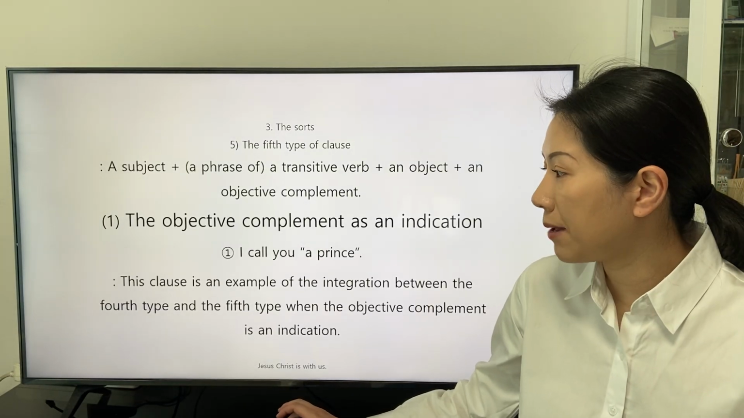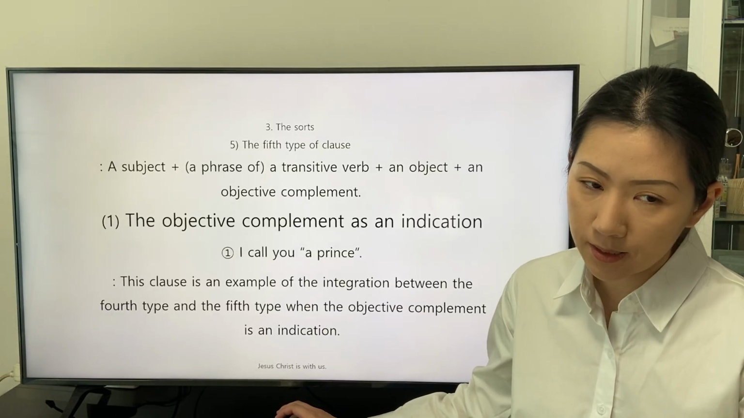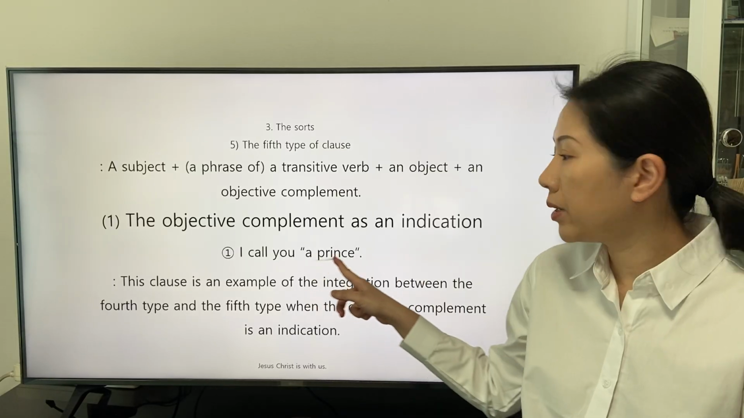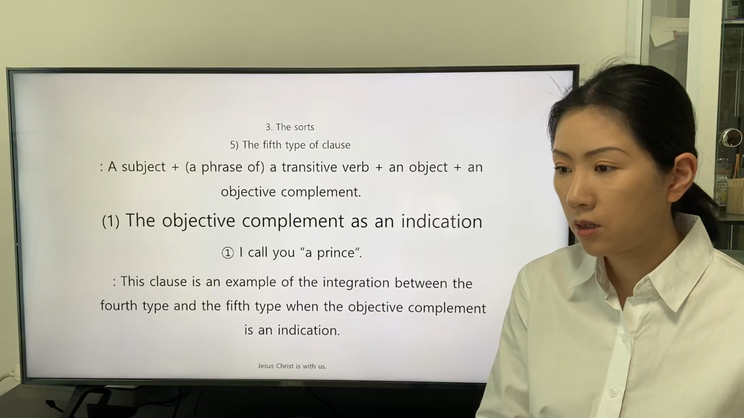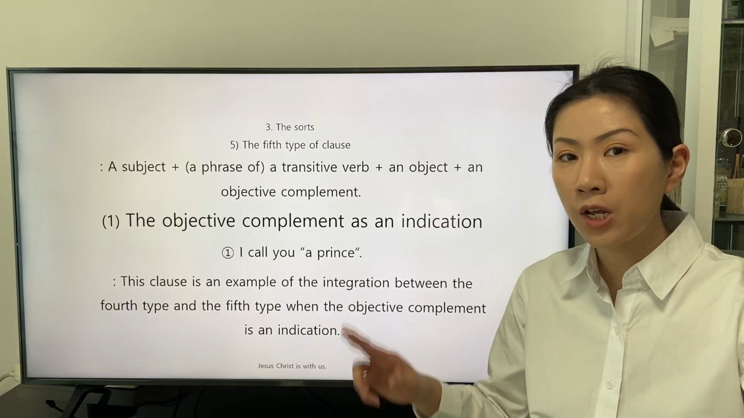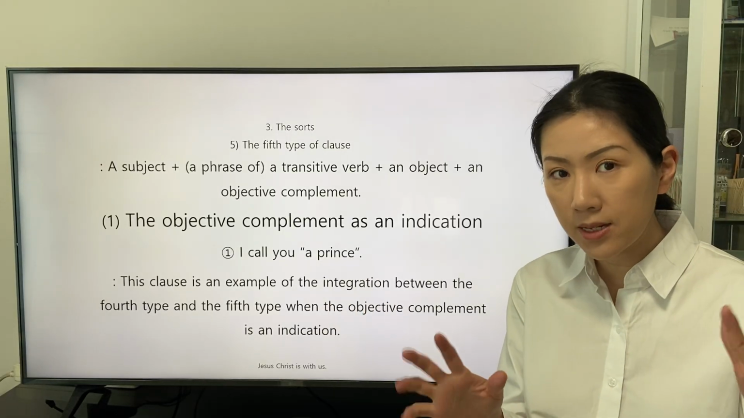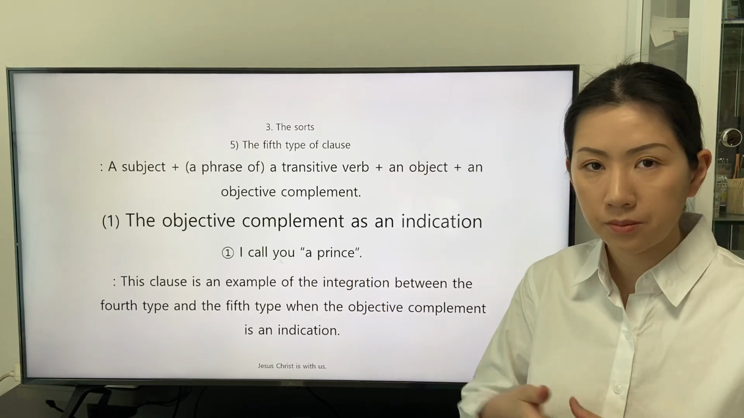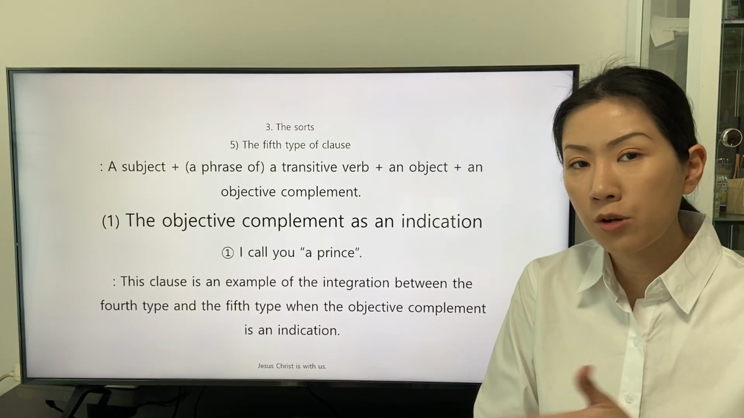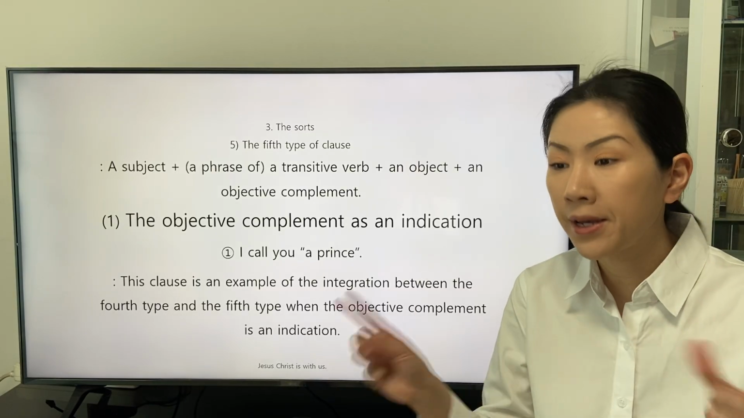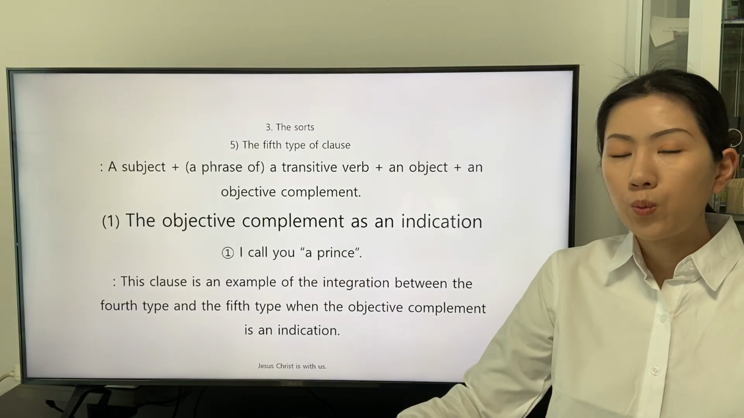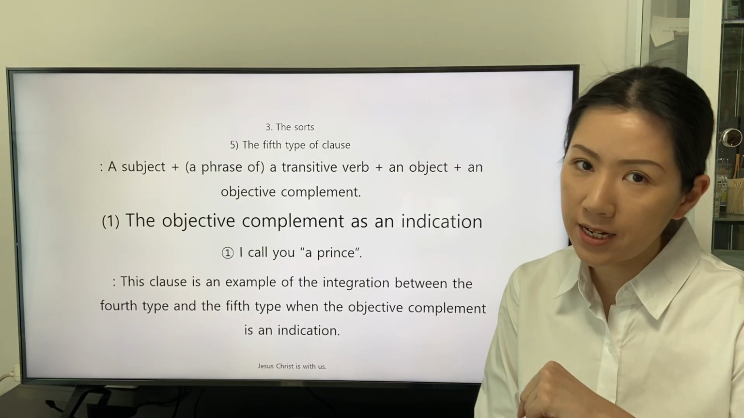There is an example. I call you a prince. In this clause, the objective complement as an indication, more specifically, a phrase of a general noun, a prince, is applied as an objective complement. The phrase of the general noun, a prince, defines the object as an indication.